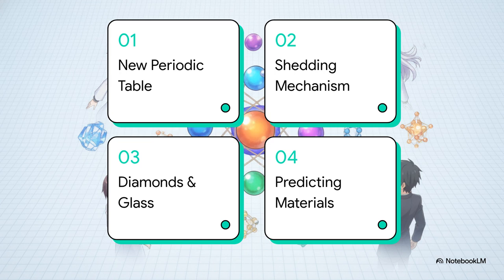Okay, let's dive into this. We're going to break this down into 4 parts. First, a new periodic table. Second, the layer shedding mechanism. Third, diamonds, glass, and glow. And finally, predicting extreme new materials.